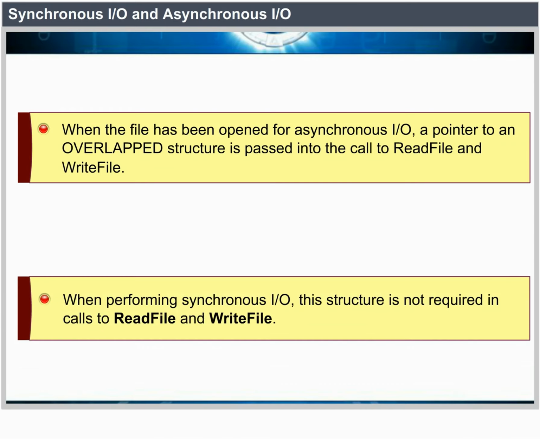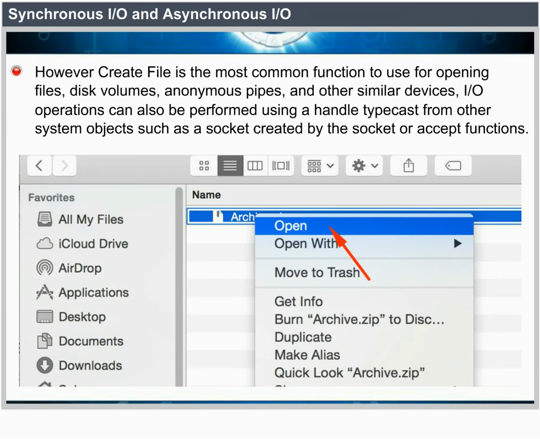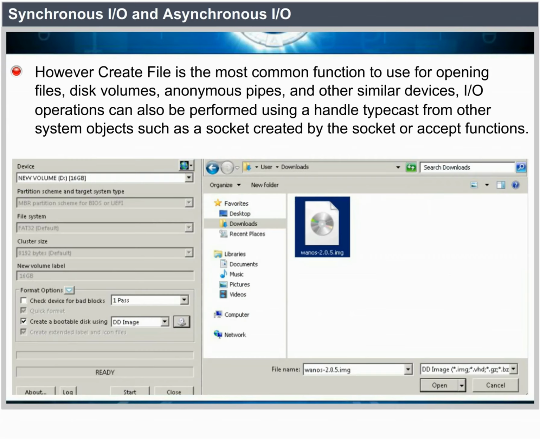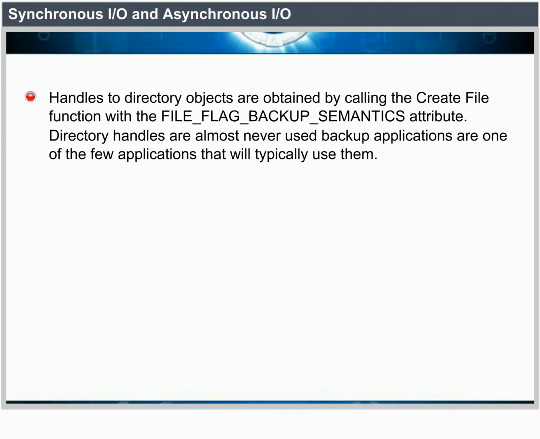Although create file is the most common function to use for opening files, disk volumes, anonymous pipes, and other similar devices, input-output operations can also be performed using a handle typecast from other system objects such as a socket created by the socket or accept functions. Handles to directory objects are obtained by calling the create file function with the file_flag_backup_semantics attribute. Directory handles are almost never used. Backup applications are one of the few applications that will typically use them.